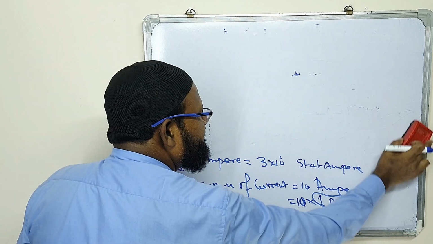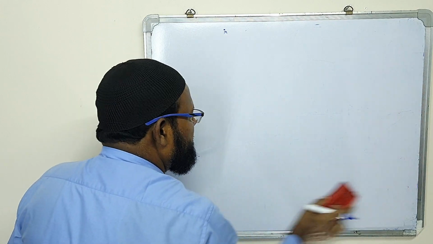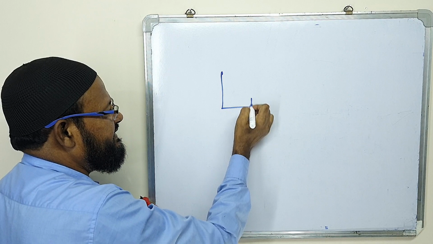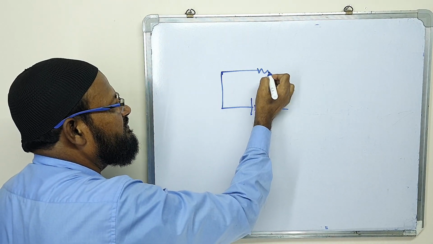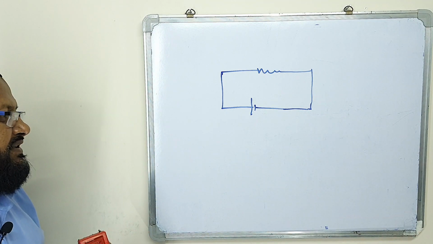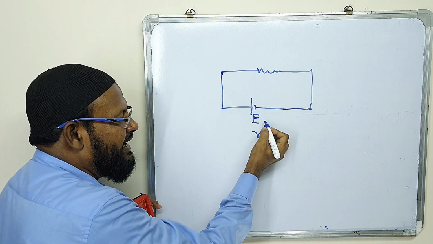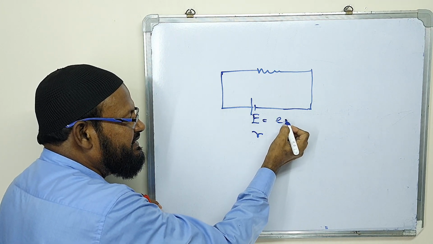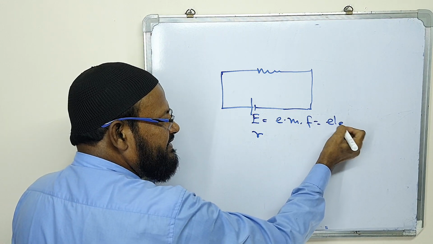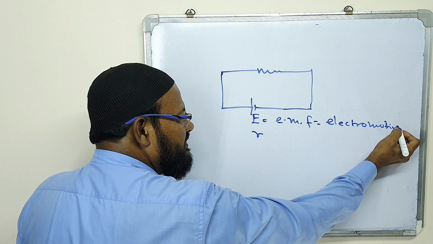Now, please see. Here, this circuit is very, very important, simple. This is the first circuit in this chapter. Here is E and R. What is this? In short, this is EMF. What is the full form? Sir, this is electromotive force.